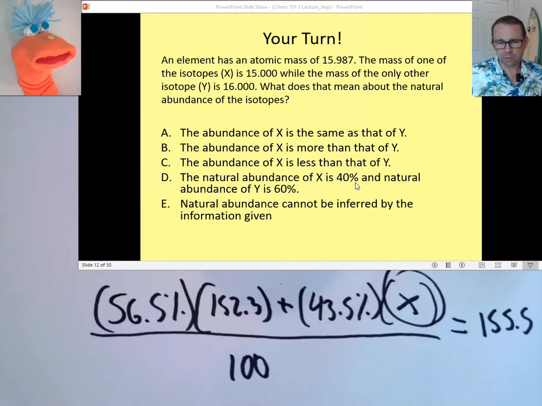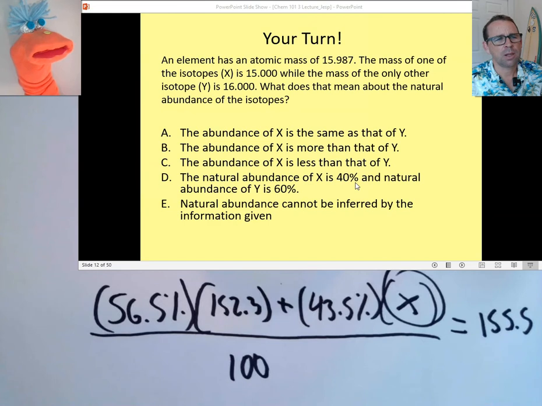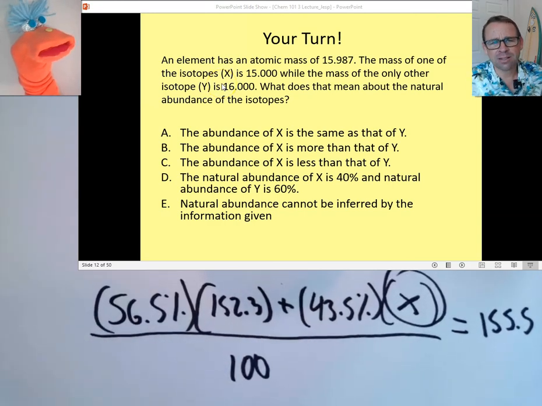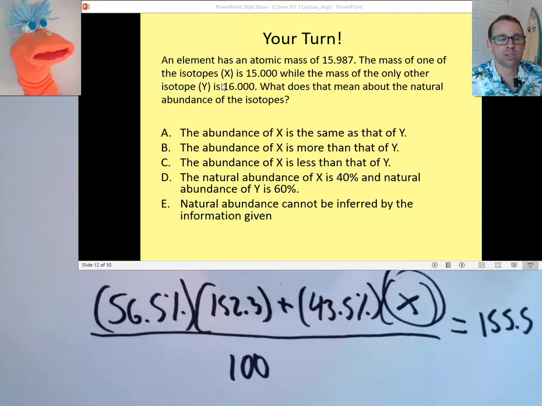All right, so here we have another scenario. An element has an atomic mass of 15.987. The mass of one of the isotopes is 15, and the mass of the other isotope is 16. What is the abundance of these two different isotopes? Isotope X and isotope Y. Well, if they were the same abundance, if they're half 15 and half 16, then what should the average be? Well, if there's only 15 and 16, and they're half of each, then the average should be right in the middle, like 15.5. That's right.